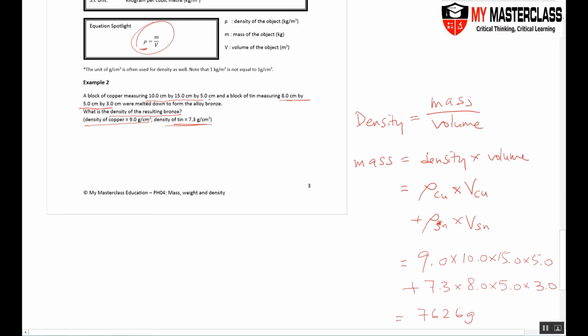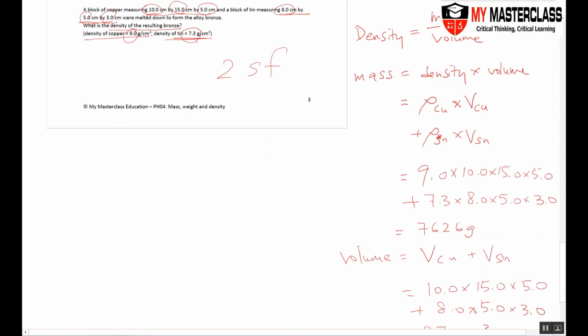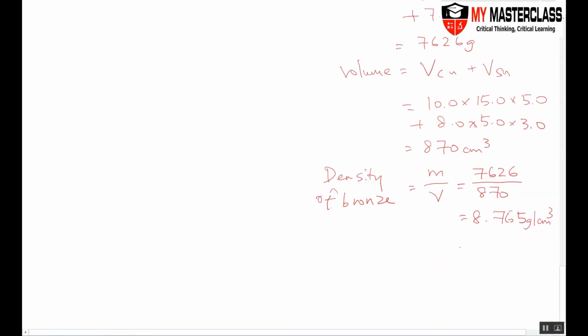Okay, let's go back to the question. Look at the question again. The dimensions are given to 3SF, 3SF, 2SF, 2SF, 2SF, 2SF. So at the end of the day, I need to give my answer to 2SF. I need to give it to the lowest significant figure. So my final answer, I need to round off to 2SF, 8.8 gram per cm cube.